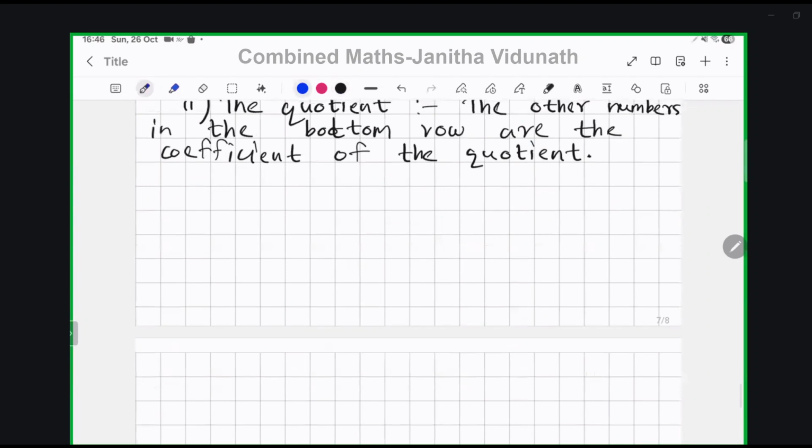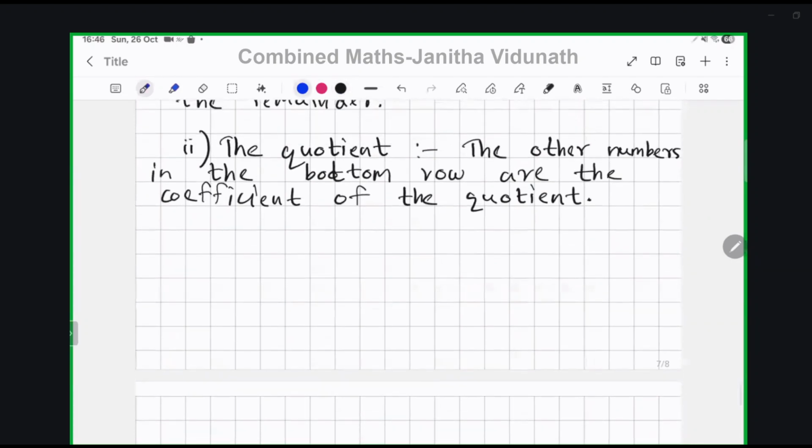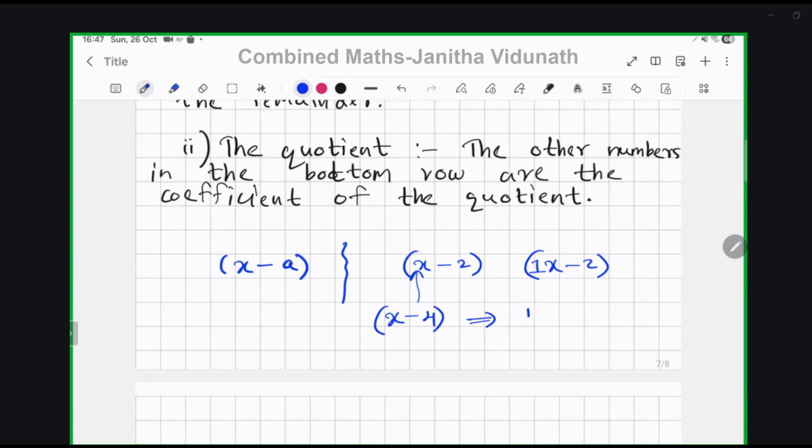Okay, up to now, in the examples we have already done, the divisors are in the form of x minus a. That means the coefficient of x in all the divisors is 1. When we used x minus 2, the coefficient of x is 1, that means 1x minus 2. Also we used x minus 4, and x plus 2. For those also, the coefficient is 1.